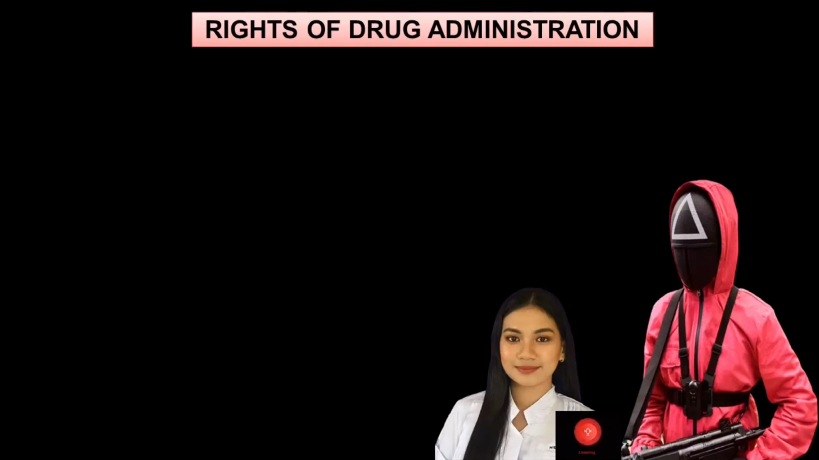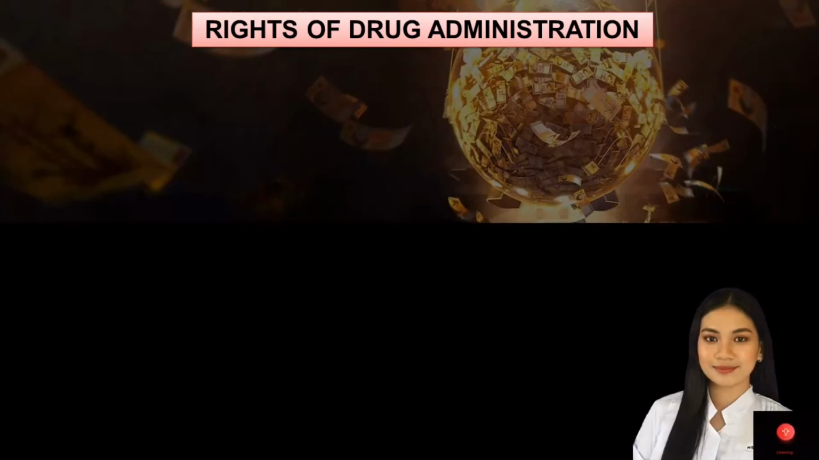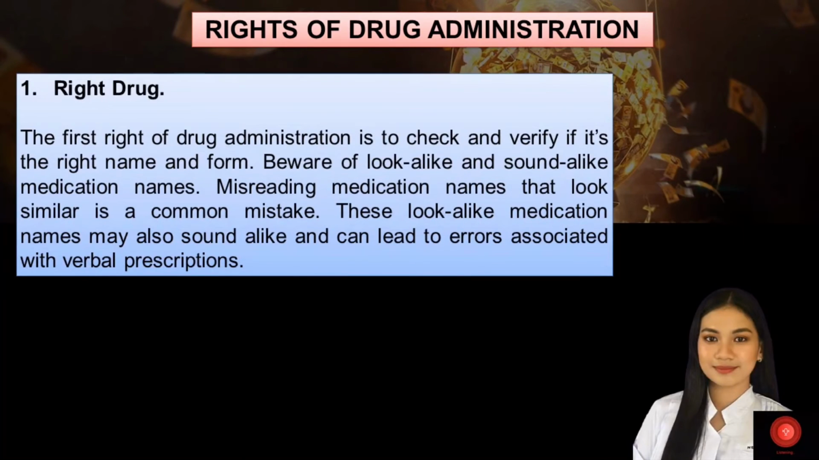Let's move on to the rights of drug administration. Here's the preview of the 10 rights of drug administration. We have the right drug, right patient, right dose, right route, time and frequency, documentation, history and assessment, drug approach and right to refuse, drug-to-drug interaction and evaluation, and lastly, education and information. Let's discuss them one by one.